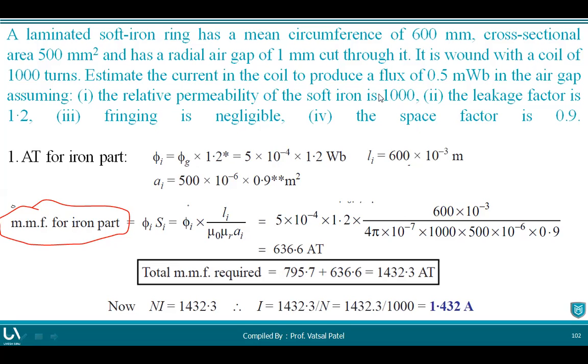Okay, the space factor is equal to the cross-sectional area of the iron part divided by the cross-sectional area for the air gap. That is what we call the space factor.